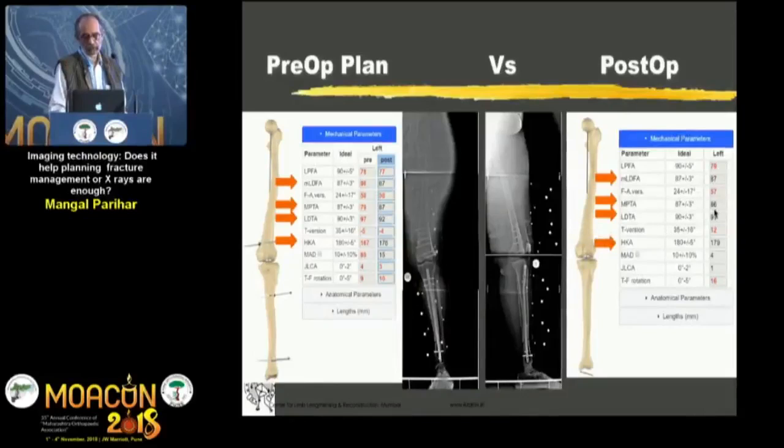Actually, in the post-op X-ray, we've got 86. LDTA was 92. We've got 91. The HKA, that is the hip, knee, ankle angle, we should have got 176. We've got 179. Right? So in terms of planning accuracy and carrying out that accuracy, the software gives us a good amount of detail to carry out even complicated, multiple corrections at the same time well.